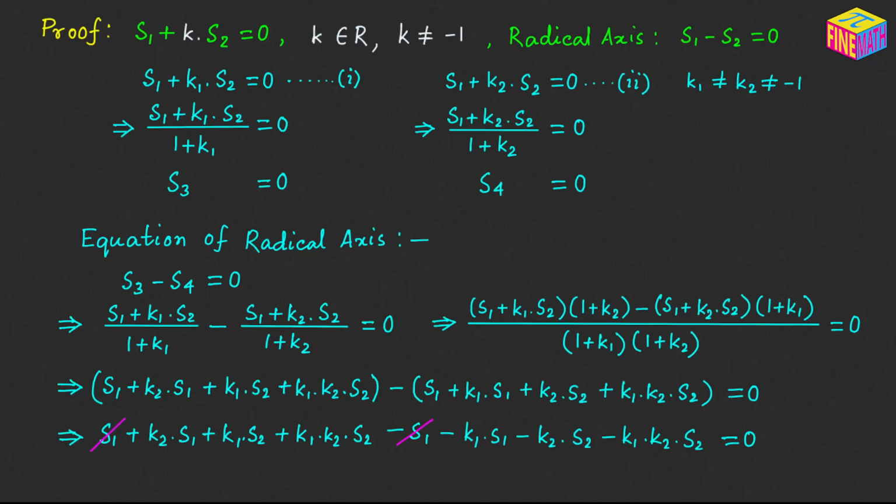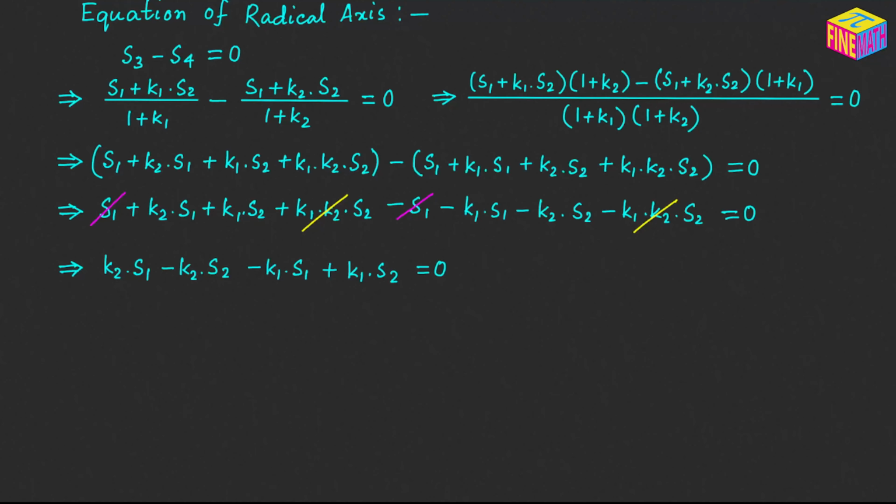Similarly, we have the positive k sub 1 times k sub 2 times s sub 2 and the negative k sub 1 times k sub 2 times s sub 2. They are also going to cancel out each other. And finally, we are going to be left with something like this. And from here, we are going to do a little bit of factoring. And finally, our equation could look like this.